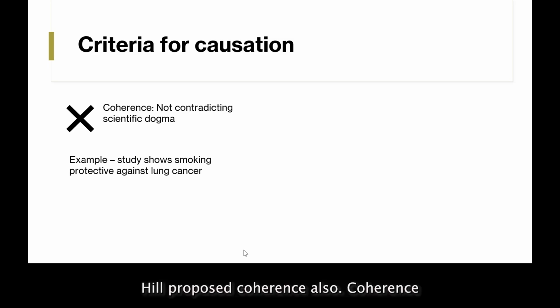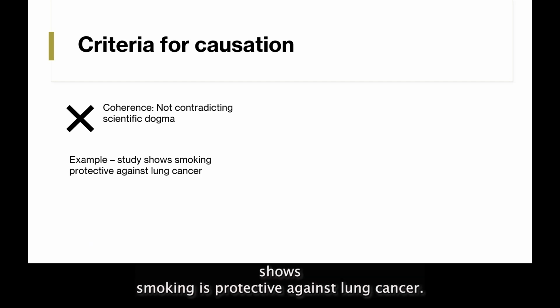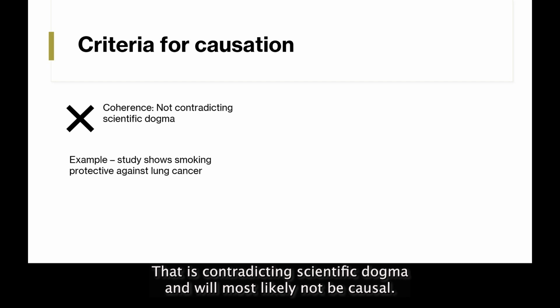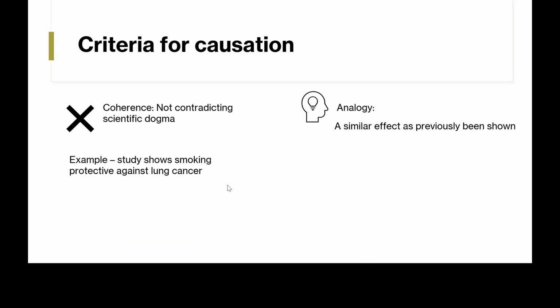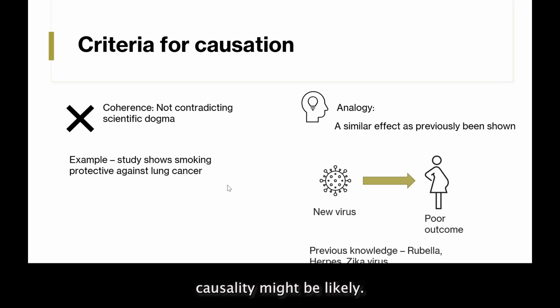Hill proposed coherence also. Coherence just states that for a finding to be causal, it should not contradict scientific dogma. An example of this might be a study showing smoking is protective against lung cancer. That is contradicting scientific dogma and will most likely not be causal. He spoke about analogy, where a similar effect has previously been shown. If a similar effect has previously been shown, causality might be likely.